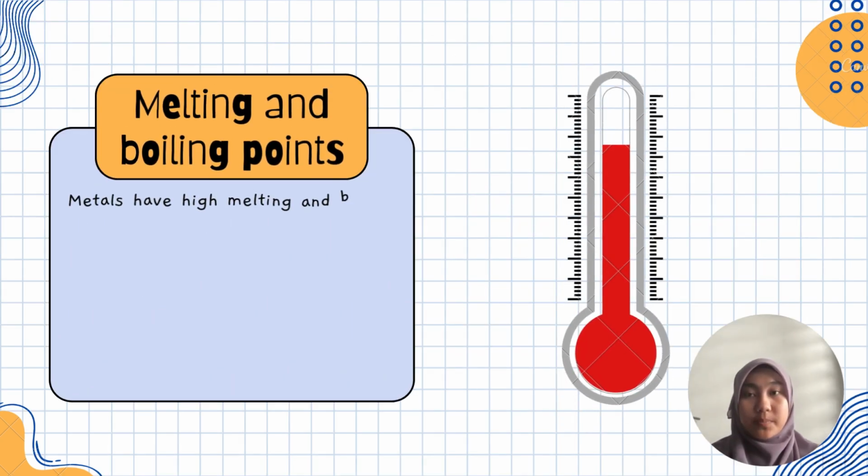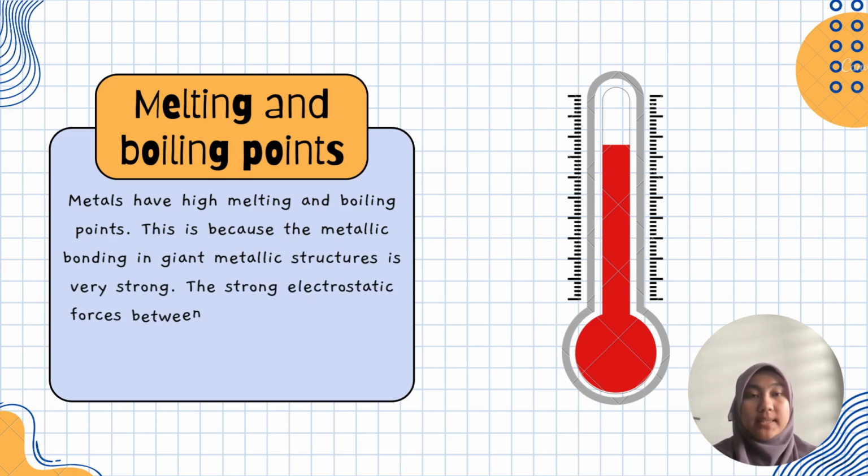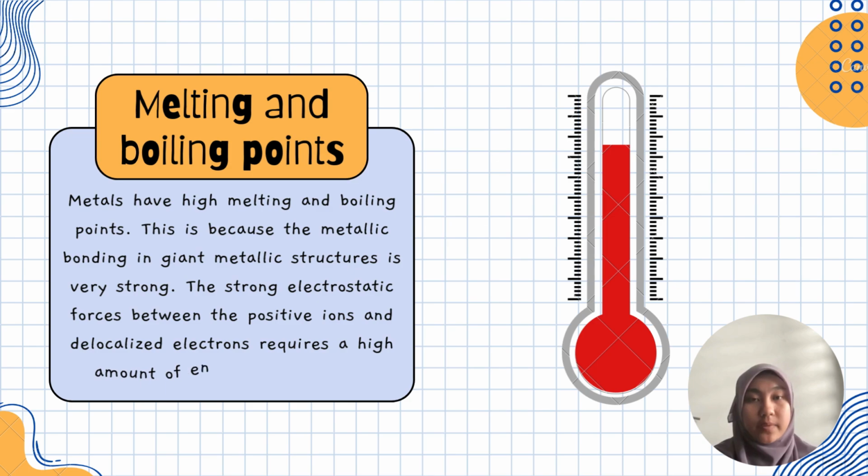So, melting and boiling points. This slide shows the melting and boiling points of metals. Most metals have high melting and boiling points. This is due to strong metallic bonding in their structure. Positive metal ions are held together by strong electrostatic forces with delocalized electrons. A large amount of energy is required to break these forces. Therefore, metals can withstand high temperatures and are suitable for industrial and structural uses.